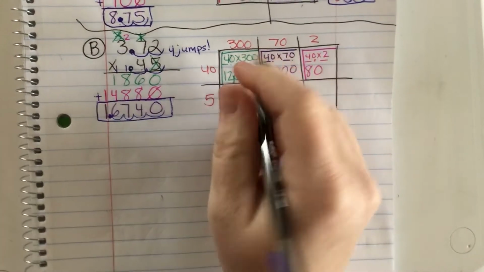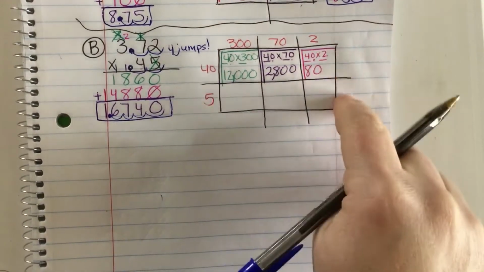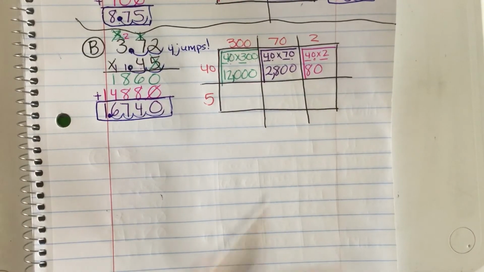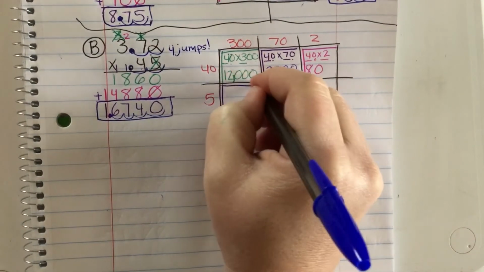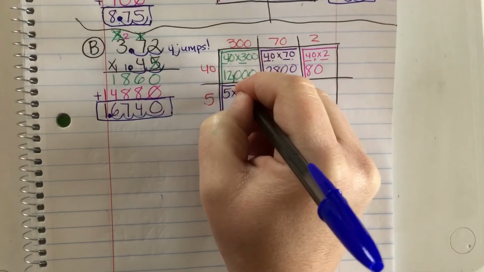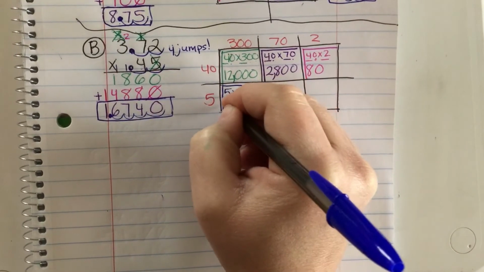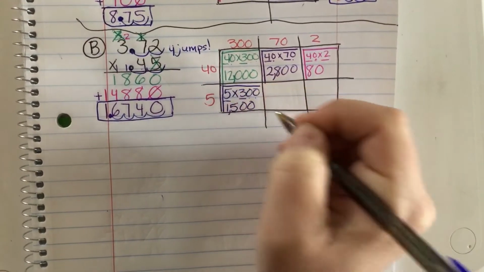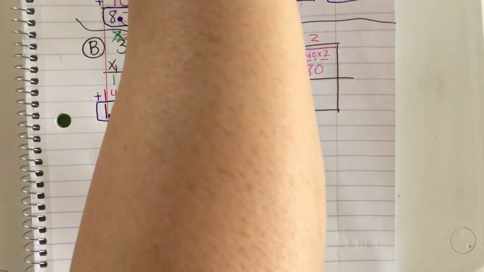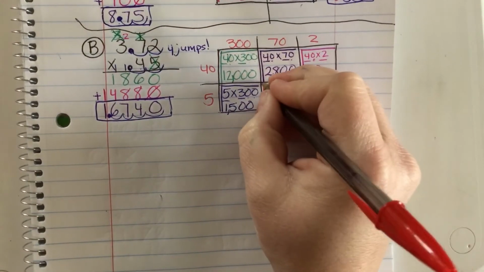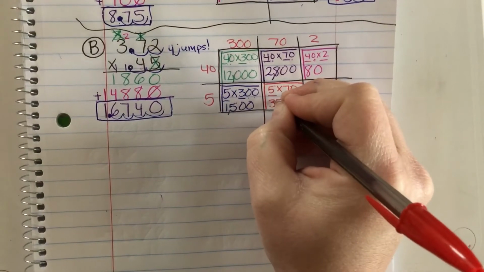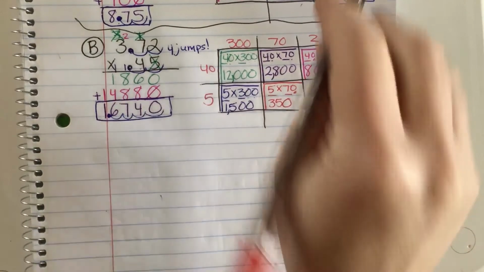We're going to move on to the 5 row. And again, if it's helpful to you to write the 40 and the 5 over here too, and the 372 down here, also go for it. There's nothing wrong with that. So this is 5 times 300. 5 times 3 is 15. 1, 2 zeros, 1, 2 zeros. So 1,500. 5 times 70. 5 times 7 is 35. 1, 0, 1, 0. 350.